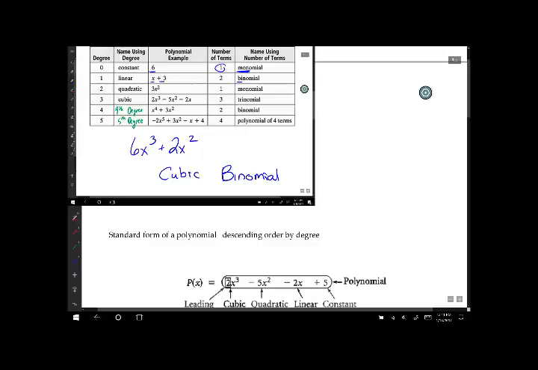The first word has to do with degree. The second word has to do with the number of terms. Vastly different in terms of assigning its name. Vastly different. Sometimes you won't even talk about the number of terms. You'll just talk about what is the degree. Say, hey, this is a cubic. So it's just a way for me to describe something to you.